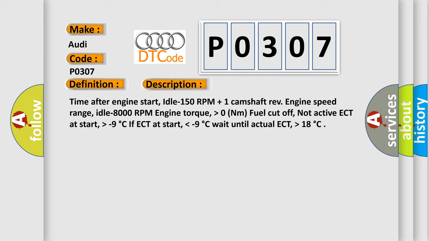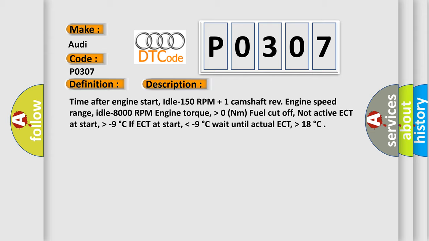Time after engine start, idle 150 RPM plus 1 camshaft rev. Engine speed range, idle 8000 RPM. Engine torque, higher than 0 Nm. Fuel cutoff, not active. ECT at start, higher than minus 9 degrees Celsius. If ECT at start is lower than minus 9 degrees Celsius, wait until actual ECT is higher than 18 degrees Celsius.